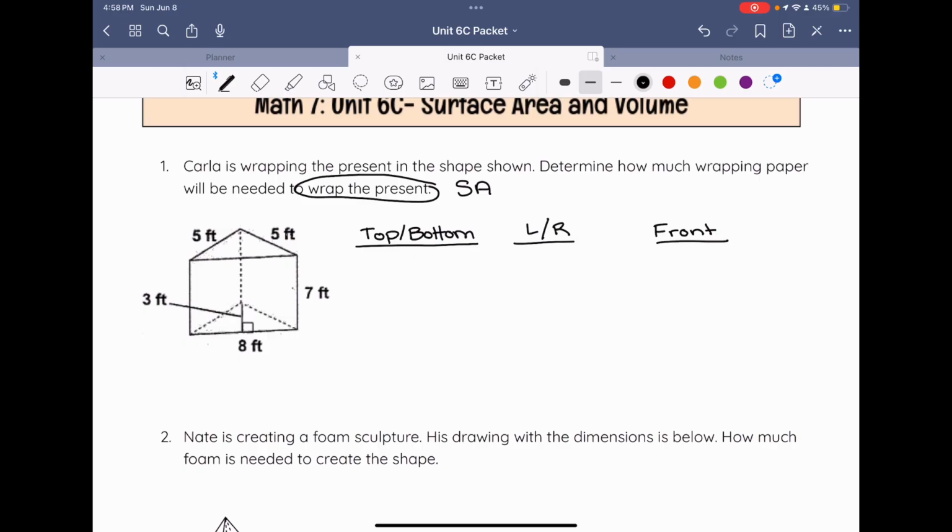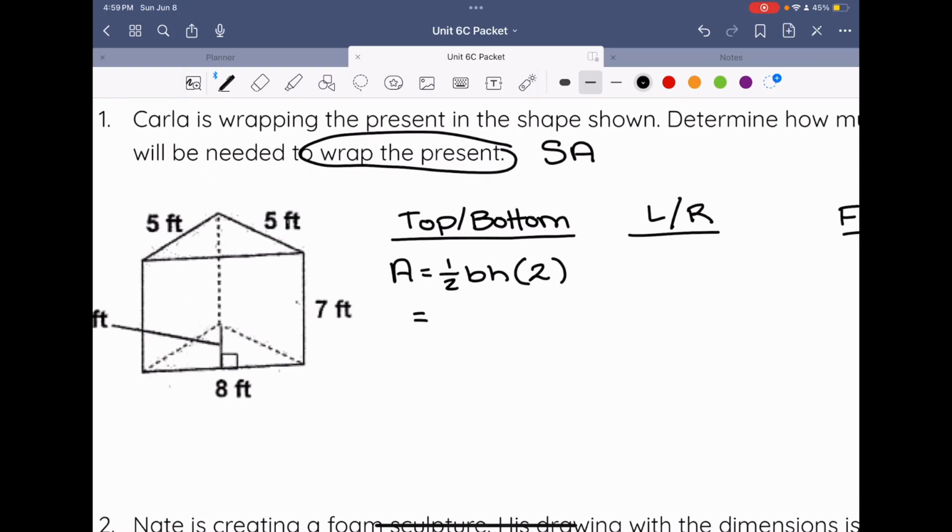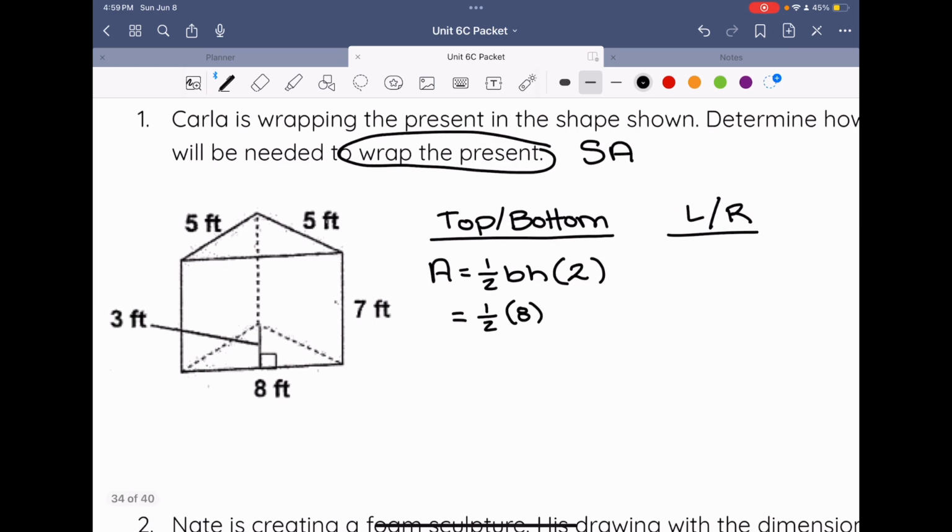The front. So if you take a look at our top and bottom, we have two triangles, so 1/2 base times height. And I'm going to multiply that by 2 because there are 2 of them. So 1/2, 8, and then remember it has to be vertical height, so that would be this 3 feet over here. 1/2 and 2 are going to cancel, but again, you can put that all in your calculator and it'll give you the same thing. 8 times 3, 24.